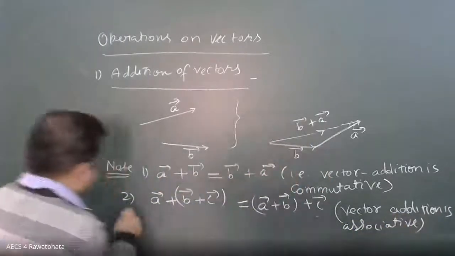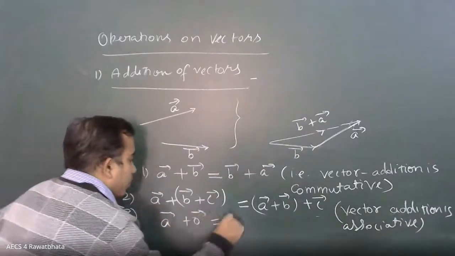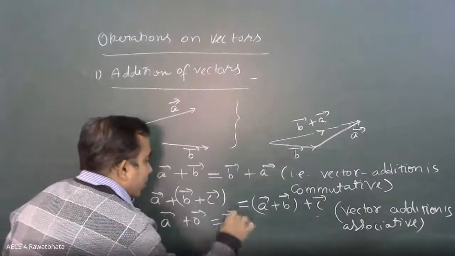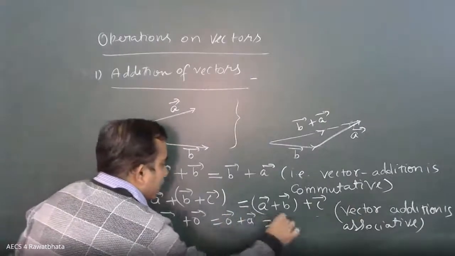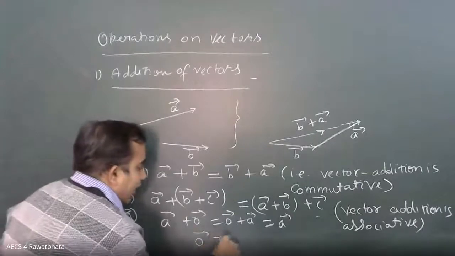ठीक है. और एक नोट कि A vector plus 0 vector will be the same as 0 vector plus A vector, which will be the same as A vector. So 0 vector is the additive identity.